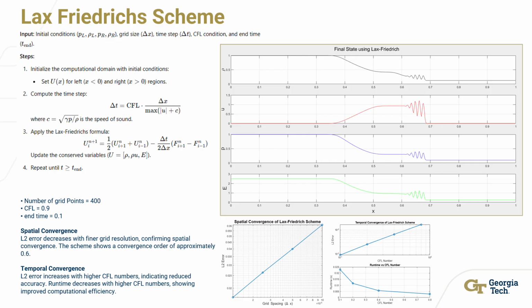Simulation parameters include 400 grid points, 0.9 CFL, and an end time of 0.1 seconds. The plot shows the final state of the parameters such as pressure, velocity, density, and specific internal energy. While the overall behavior aligns with the expectation, the scheme introduces some oscillations. Spatial convergence is carried out and the order came out to be 0.6, while the temporal convergence shows that a higher CFL number increases the L2 error.